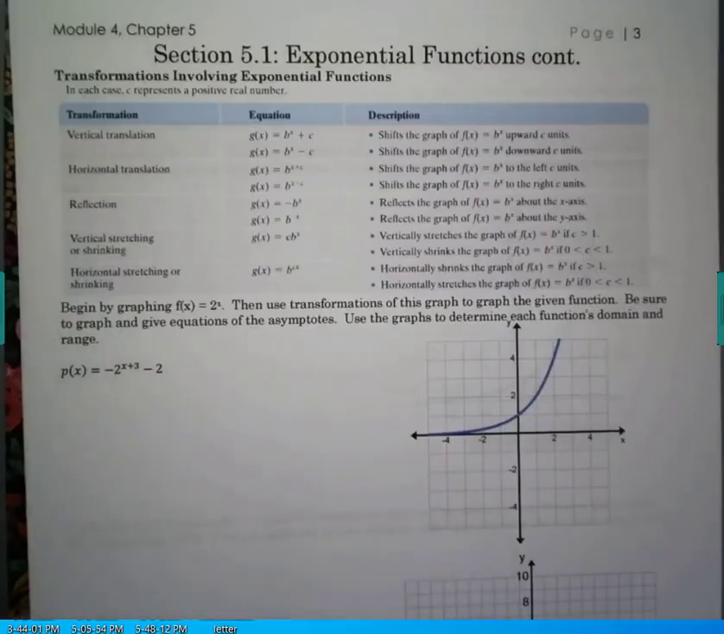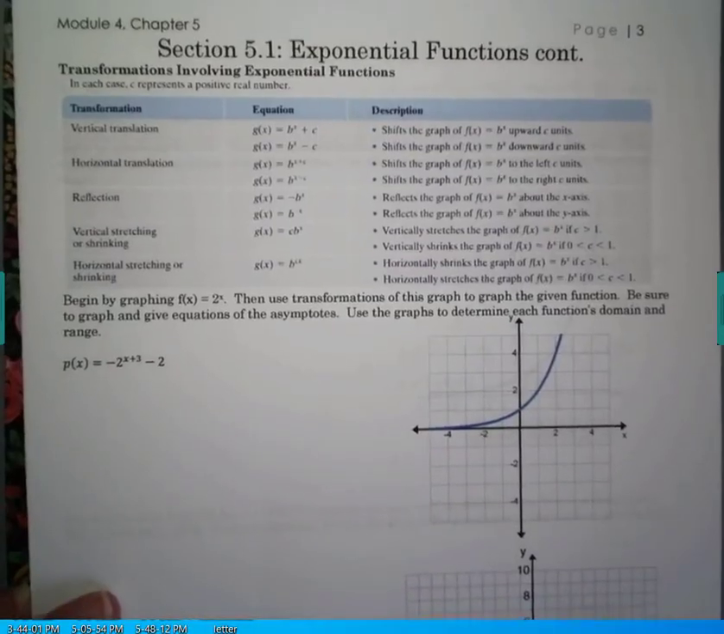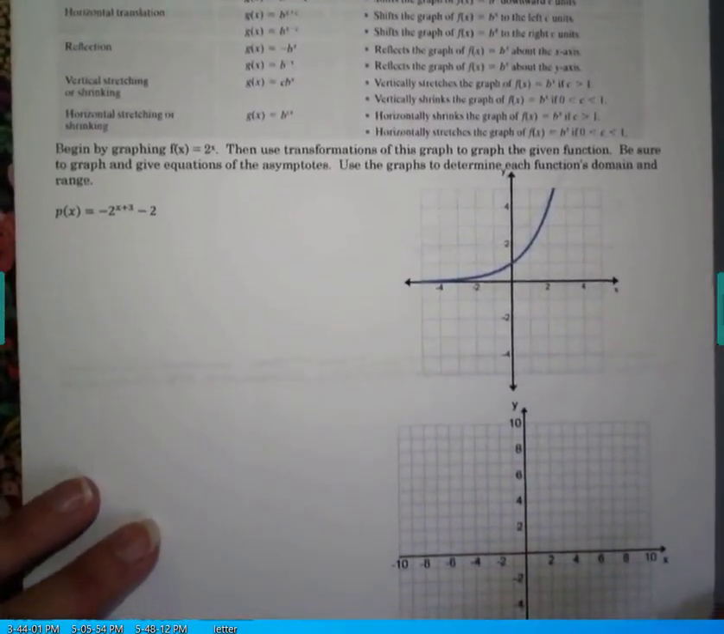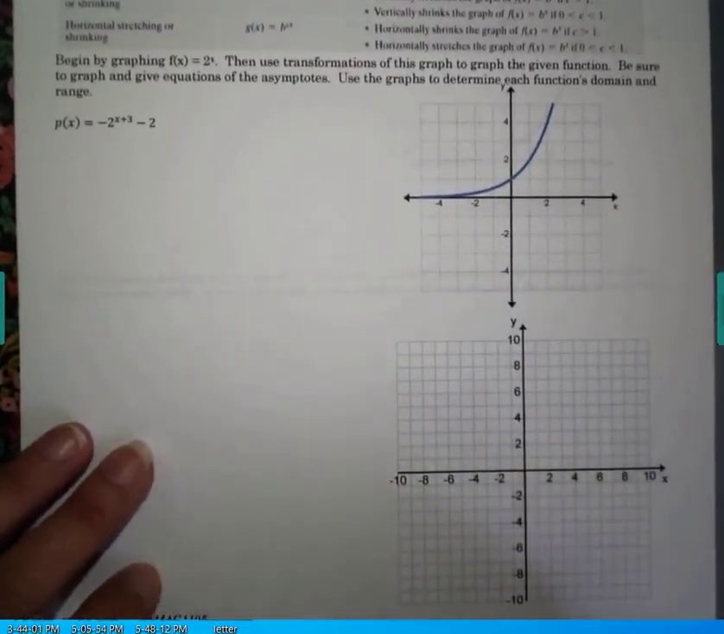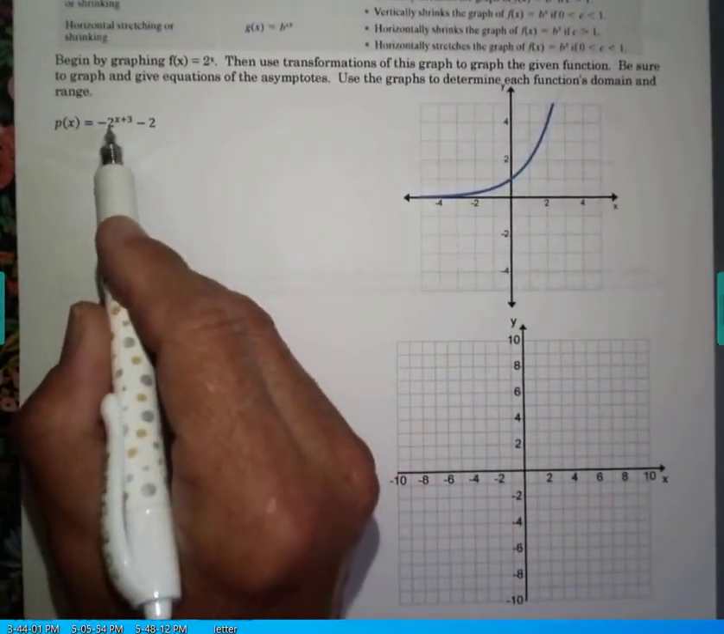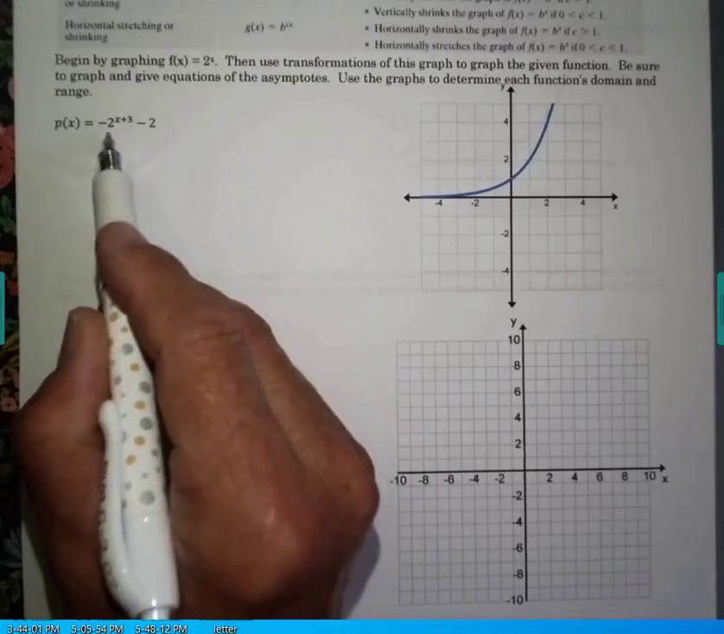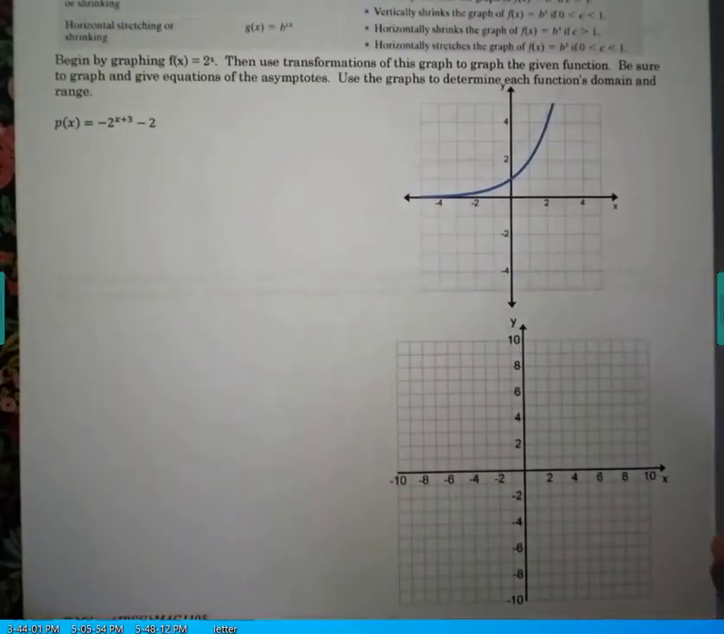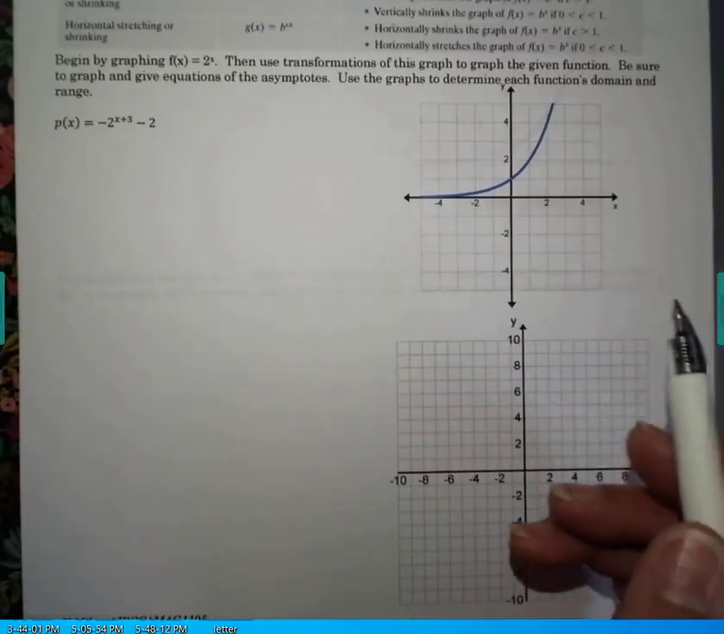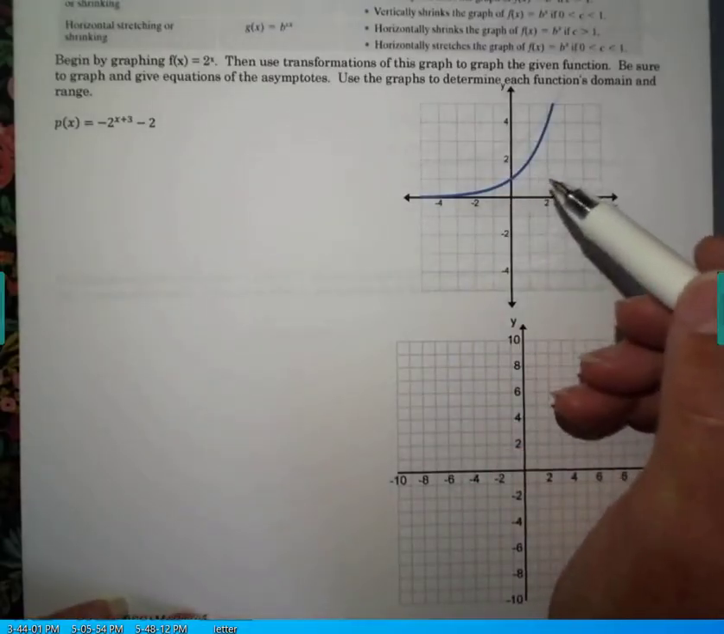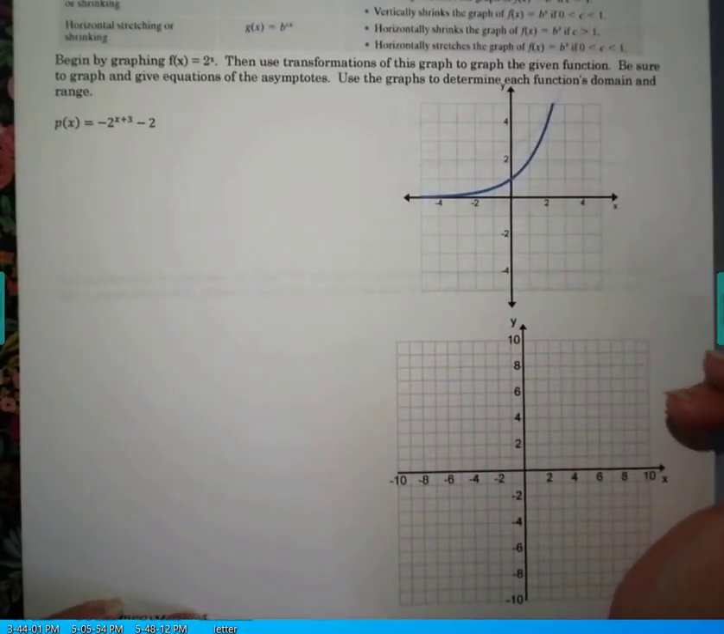Now I've changed this page a little bit since yours was printed, so take a look and see. I've added a graph to the bottom of mine, a blank graph, and I've changed this from a -5 to the x plus 3 to a -2 to the x plus 3. The first thing I want you to look at is to see that this particular graph that has been added here is the parent function.